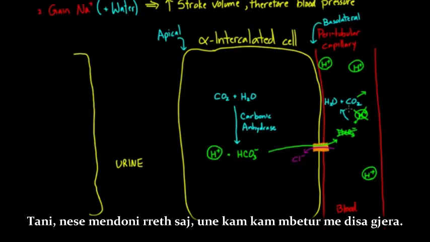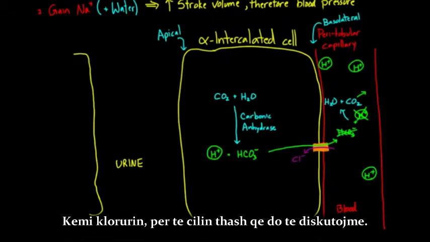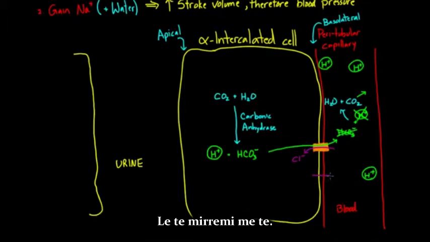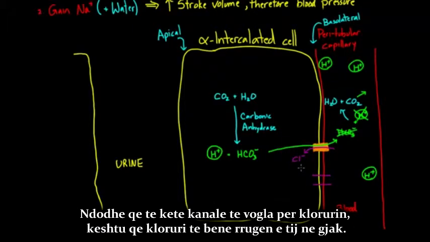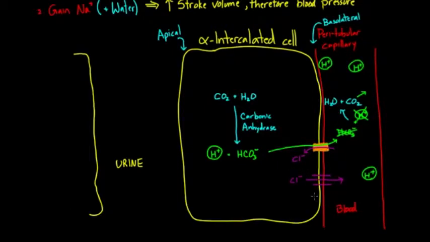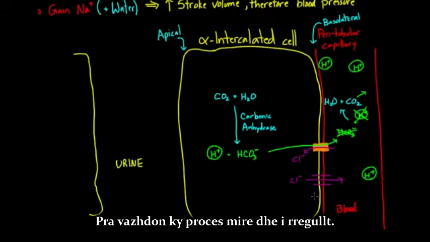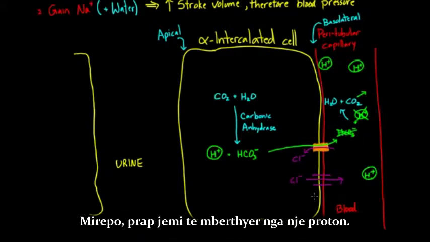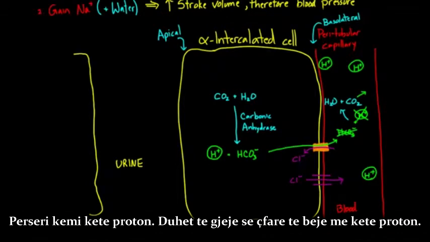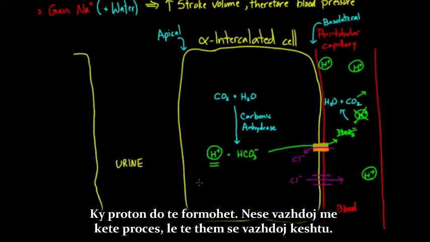Now, I've been left with a couple things. I've got that chloride, which I said I would get back to. So let's deal with that right now. There happens to be a little channel for chloride, so chloride can just make its way over to the blood. That's very convenient. So you can keep doing this process, and that keeps it nice and tidy. But you're still stuck with a proton. I still got this proton. I've got to figure out what to do with it. So this proton is going to build up.